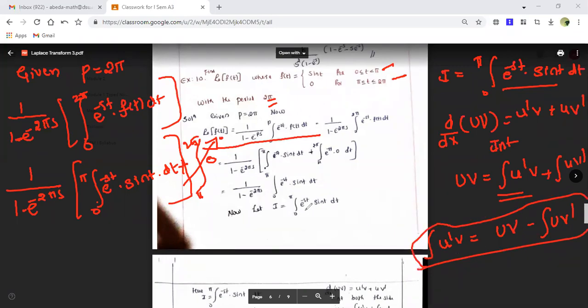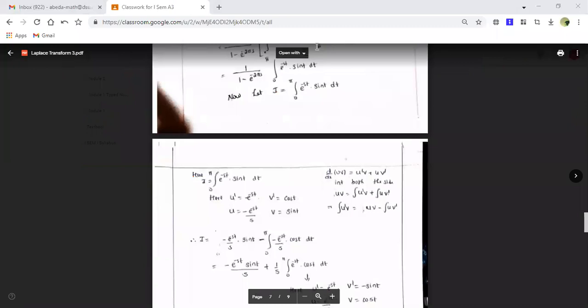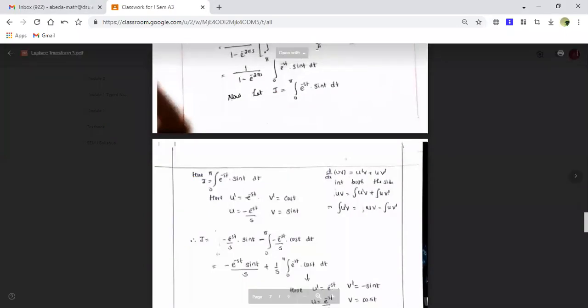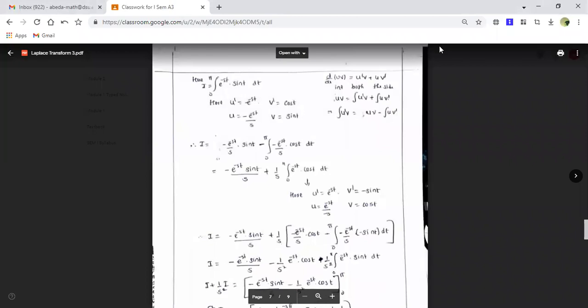So in this particular function, first I need to identify what is my u and what is my v dash. Here in this equation, I will consider my u dash. This is equal to e to the power minus st, and this implies u is equal to, by integrating this, e to the power minus st upon minus s.